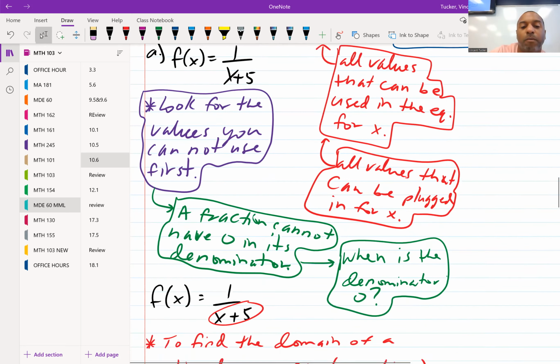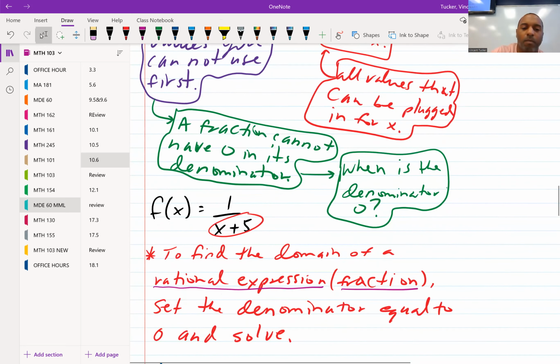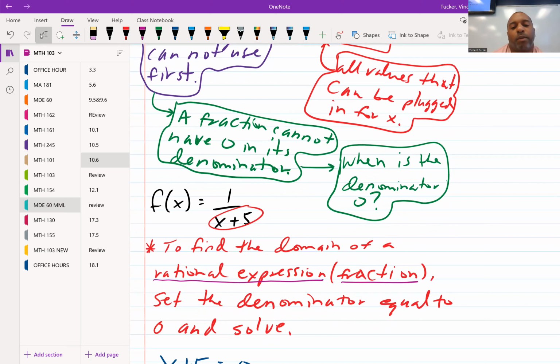All right, scroll up. So to find the domain of a rational expression, or in other words, a fraction, you want to set the denominator equal to 0 and solve.